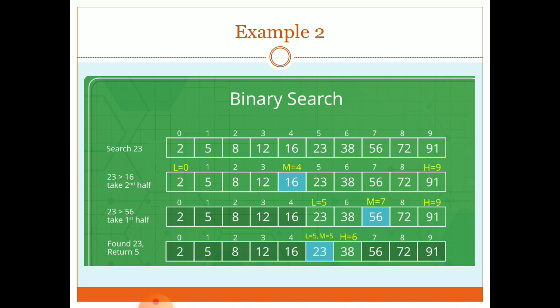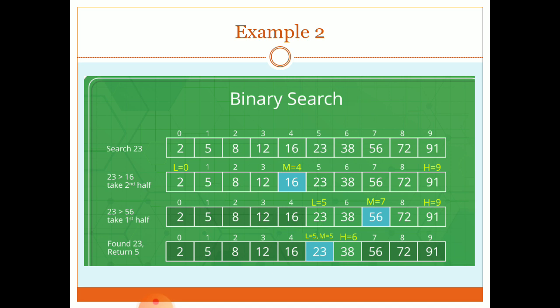No. So again I compare 23 with 56. 23 is less than 56. So I just want to check the first part, or I can say the left hand side part. Here I remove the tag from the end one and shift it to the 6th position, that is mid minus 1. Now I have only two elements, 23 and 38.